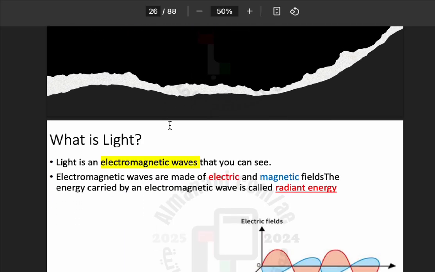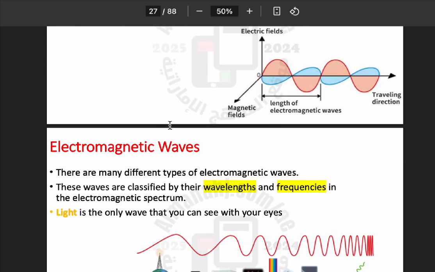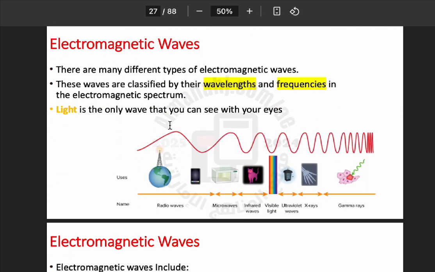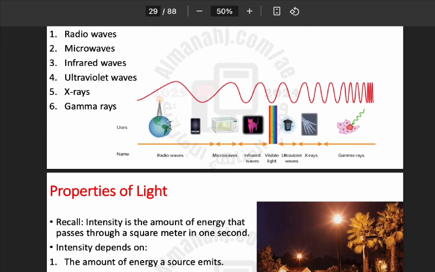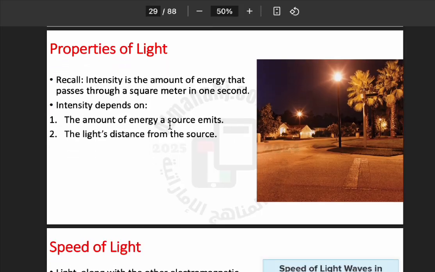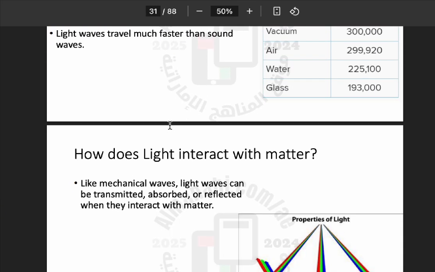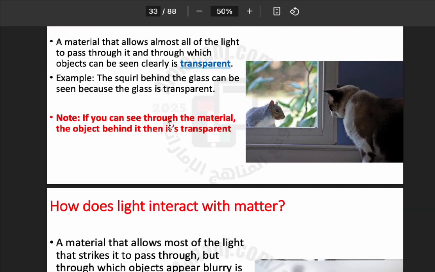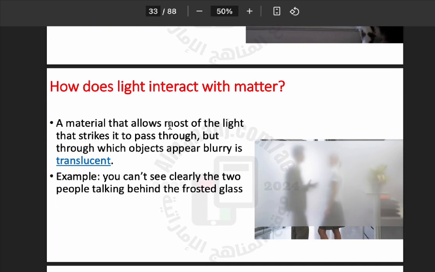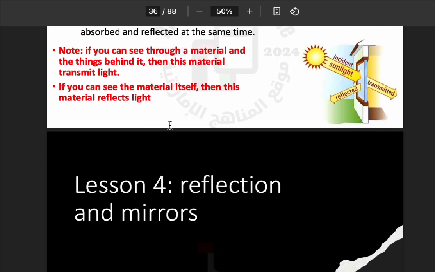Lesson 3. How light travels. Light is an electromagnetic wave that we can see. It travels at around 300,000 kilometers per second in a vacuum, but slows down in matter. Like mechanical waves, light can be transmitted, absorbed, or reflected. Materials can be transparent, translucent, or opaque, depending on how they interact with light.